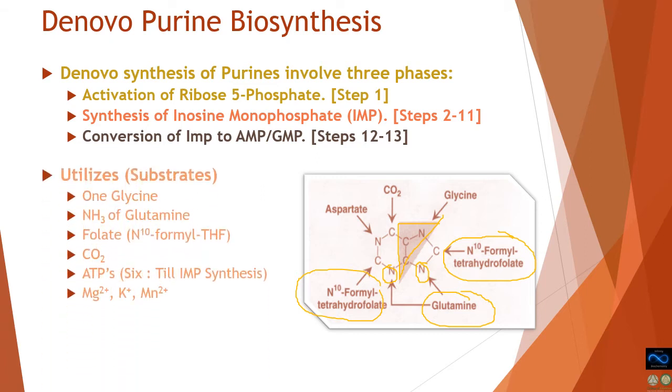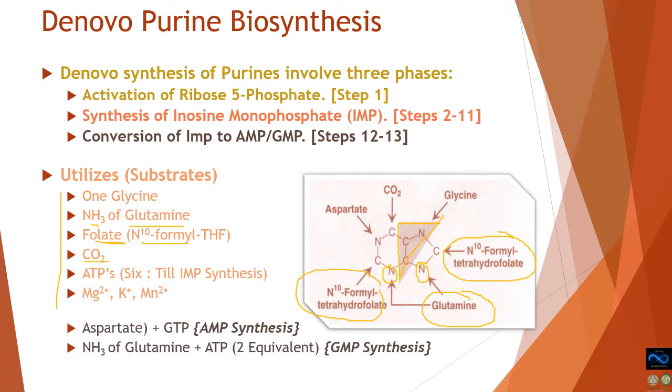During purine biosynthesis, the utilization is as given on the list. One glycine is utilized, ammonia from glutamine is used, folate from N10-formyl tetrahydrofolate is used, carbon dioxide is used, and ATPs are used, about 6 of them until the AMP synthesis. Then, when there is a conversion, there is a further utilization of ATP molecules, and we require certain ions for the activation of certain enzymes for conversion and to do these biosynthetic processes.